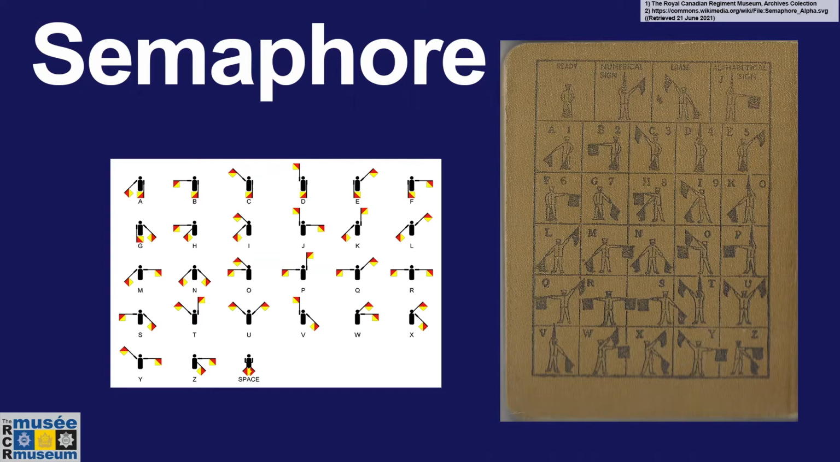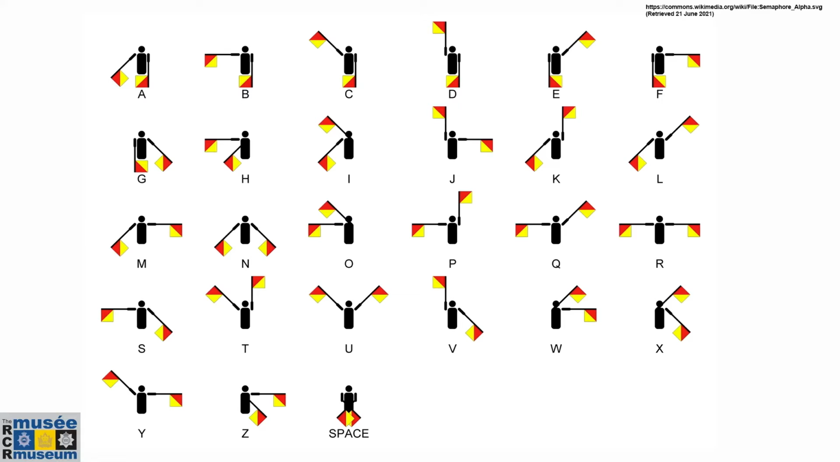Another form of communication that we're going to be looking at today is semaphore. Semaphore is a visual form of communication, and today we're going to be using flags. Semaphore works quite well as long as you can see the other person. Here is the alphabet. Now remember, when you're looking at this alphabet, it matches what someone sending a message to you would look like. This is something to keep in mind when practicing.